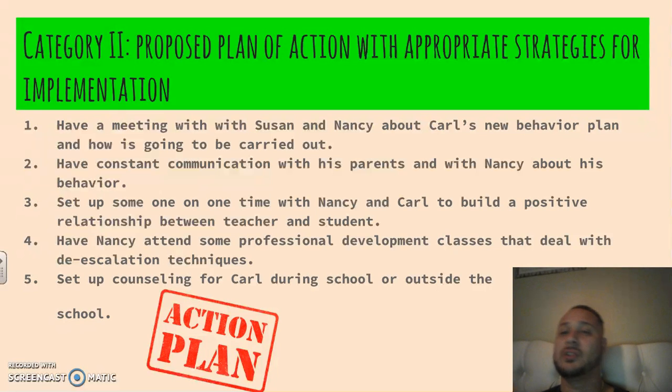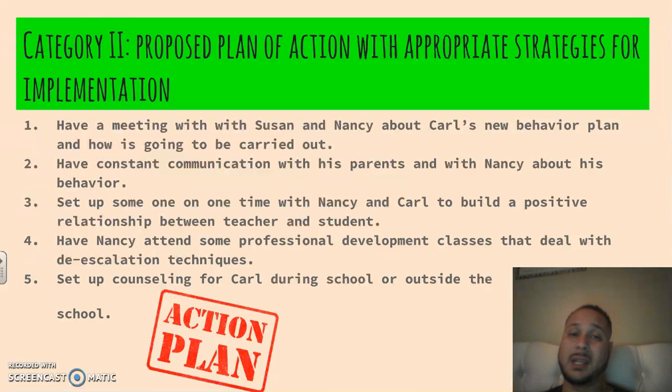We have to have certain steps to tell him exactly what we need to do when he's being a behavior problem in class. You must also have constant communication with the parents and with the teachers about his behavior. Is he behaving good in class one day? Is it happening twice a week?